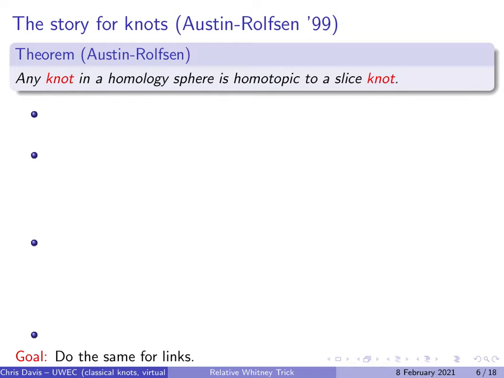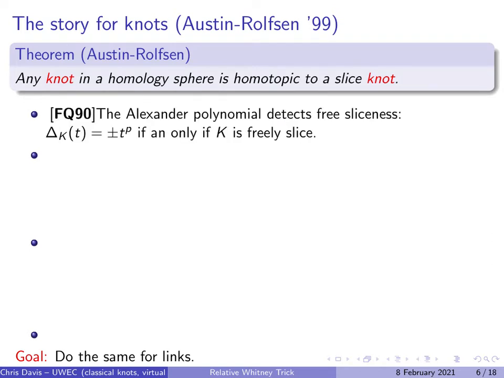Now I'm going to recall the argument they use, because I'm going to use a very similar argument. The first ingredient that's important for their proof is a fact due to Freedman and Quinn from 1990, namely that the Alexander polynomial detects free sliceness, and that's true even for knots in homology spheres. If you have any knot in any homology sphere, then the Alexander polynomial is a unit in the ring Z[t, t inverse] if and only if that knot is freely slice.